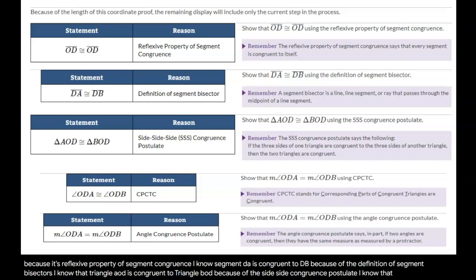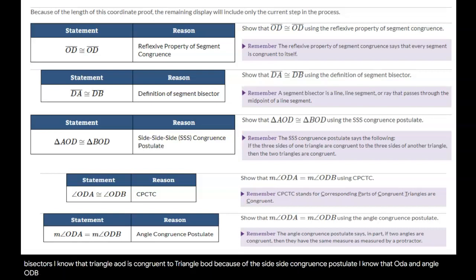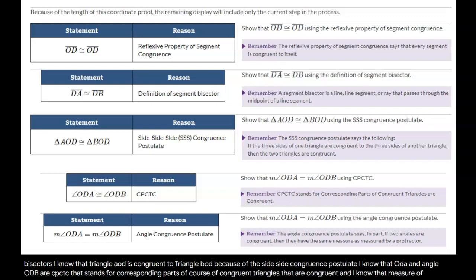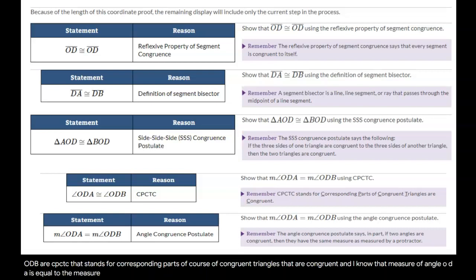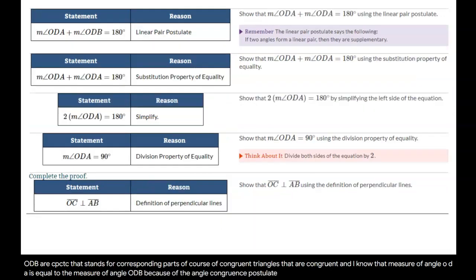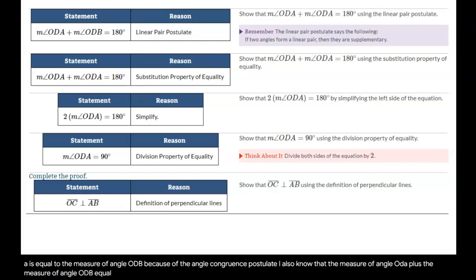I know that angle ODA and angle ODB are congruent because of CPCTC, which stands for corresponding parts of congruent triangles are congruent. And I know that the measure of angle ODA is equal to the measure of angle ODB because of the angle congruence postulate. I also know that the measure of angle ODA plus the measure of angle ODB equals 180 degrees because of the linear pair postulate.